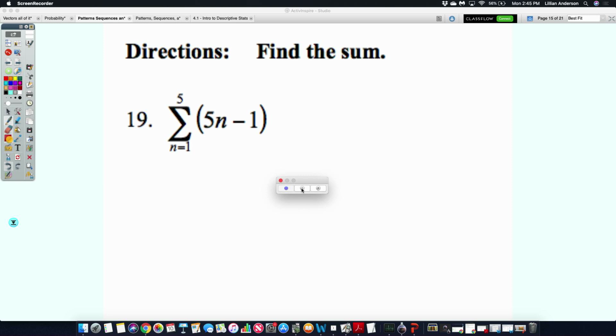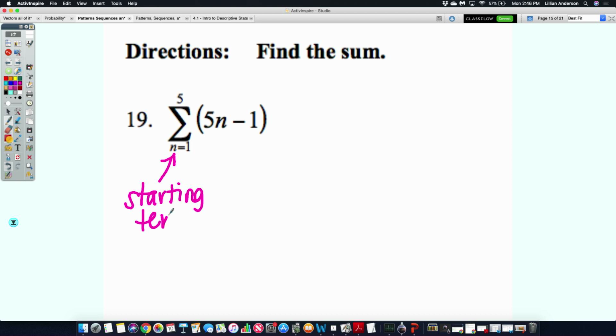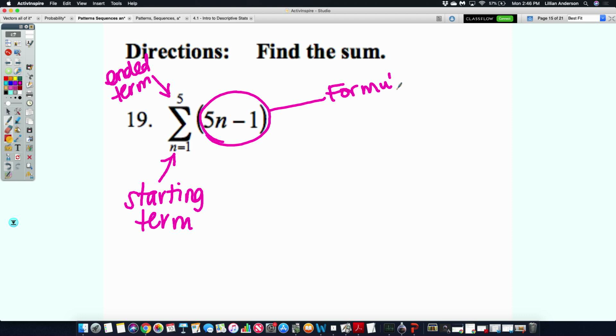But for this, out of all the sections, this one has the most formulas that are given to you. So remember, this is the format, this was the setup. This bottom part always represented your starting number, your starting term. So we're going to start with our first term, and the top number always represented where we ended, our ending term. And this inside part represented our formula, the explicit formula if it was arithmetic or geometric.